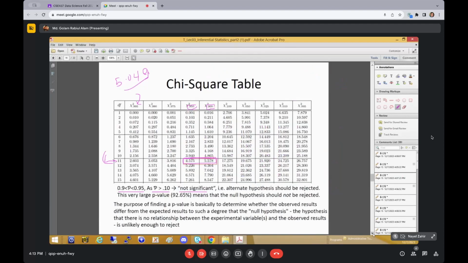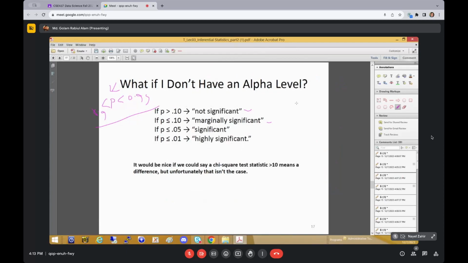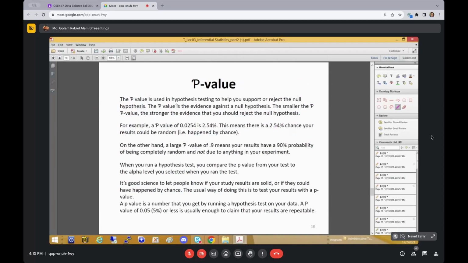So in this case, the p-value, the significance value, we have already mentioned that the p-value is used for hypothesis testing to help support or reject the null hypothesis. Okay. So here the p-value is the evidence against the null hypothesis. The smaller the p-value, the stronger the evidence, and you should reject the null hypothesis. But if the p-value is high, you don't have strong evidence, that is weak evidence, so we should not reject the null hypothesis.